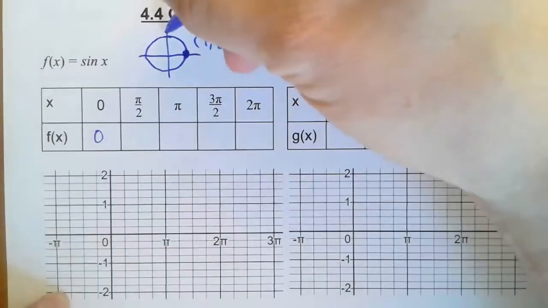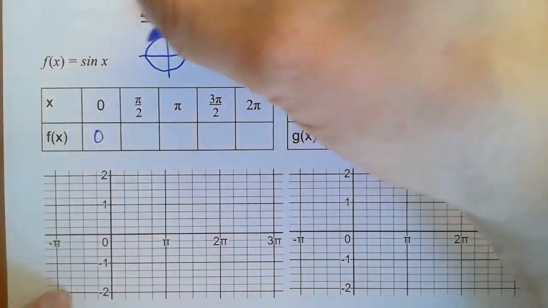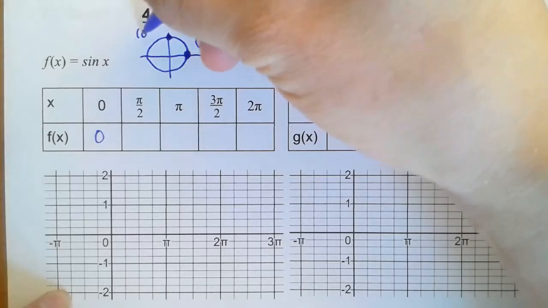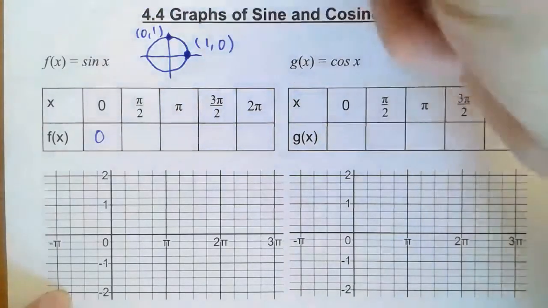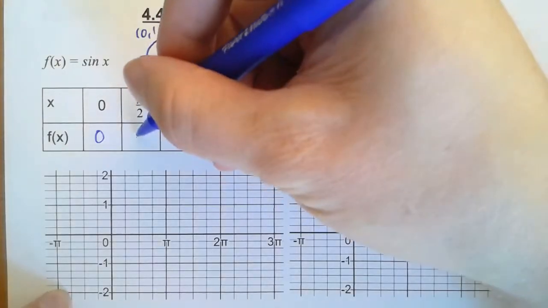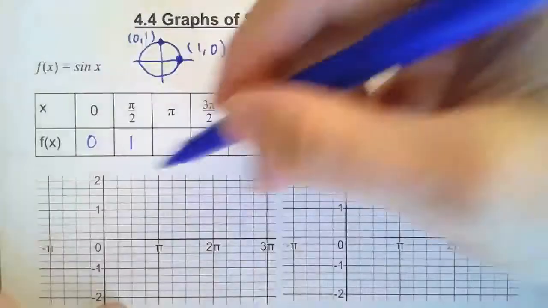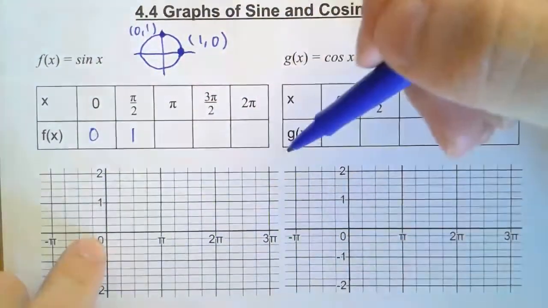And then we look at pi over 2. Pi over 2 is straight up. And so a distance of 1 straight up, our point was (0, 1). Sine is the y-coordinate on the unit circle, and so sine of pi over 2 is 1. Okay? And so we're going to be able to fill out the rest of this table, and then of course this will give us points to graph here.